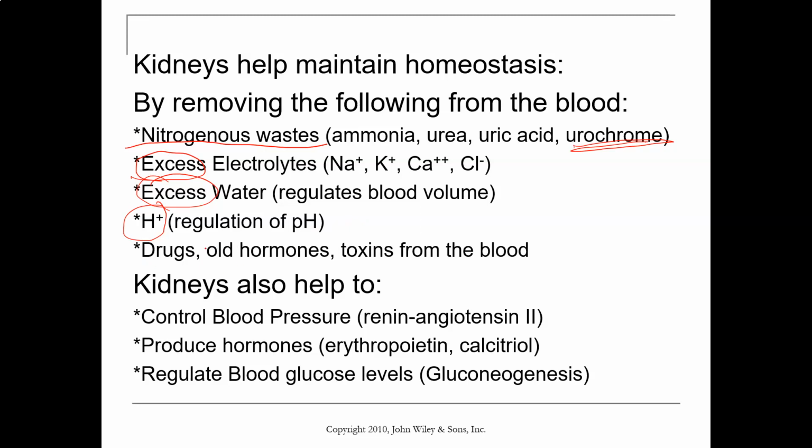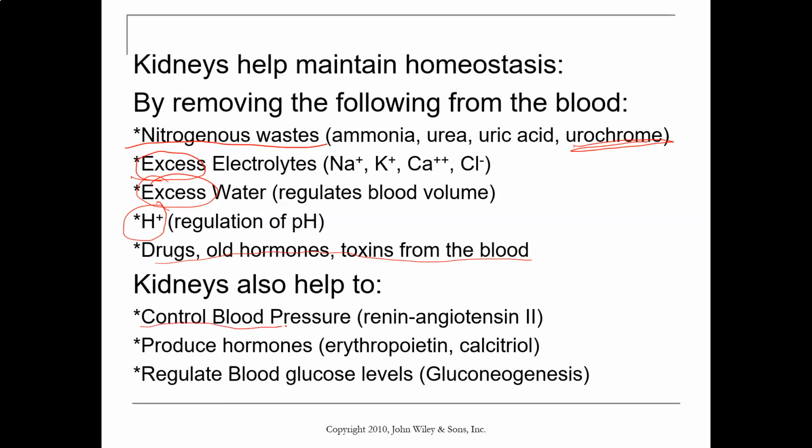And then in addition to that, old drugs, hormones, toxins from the blood, these are things that also need to be removed. So removing things from the blood is a big function of the kidney. Once you remove materials from the blood, substances, then that's what we call urine. So urine is a modified plasma. But that's not the only thing your kidneys do. We will talk briefly about some other functions.